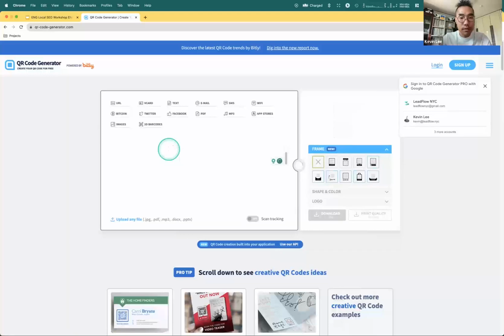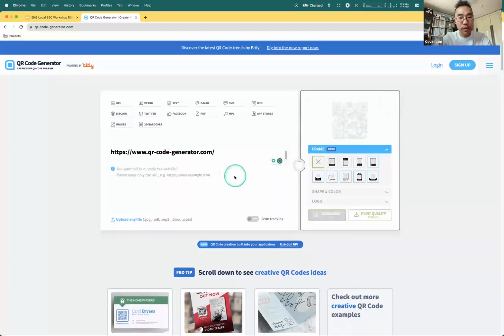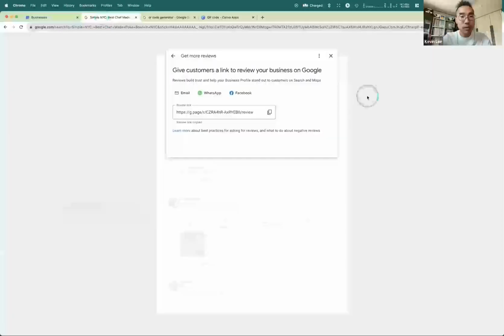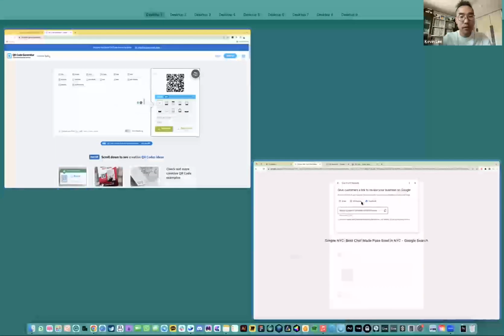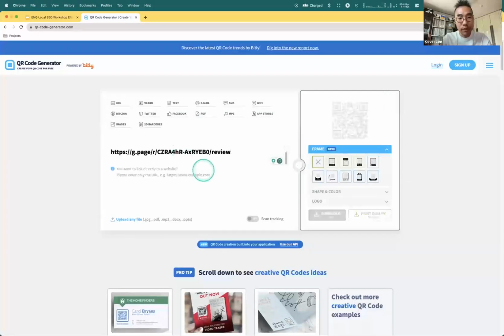So pretty much I just put the URL, the get review link that I made, right here. Oh shoot, sorry. I just feel a little rushed because I know we're running out of time. Okay, so this was the get review link right here. Bam. Now I have this QR code that I can download or screen capture and use for my business. You can print it out and have people scan the QR code.